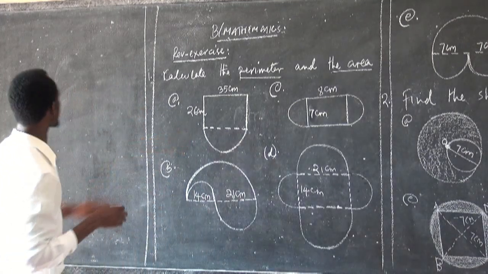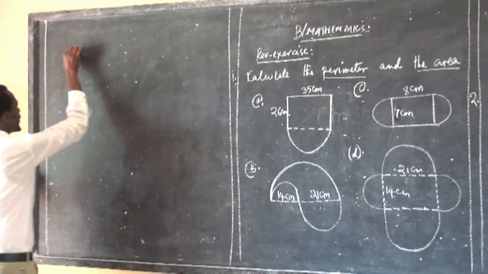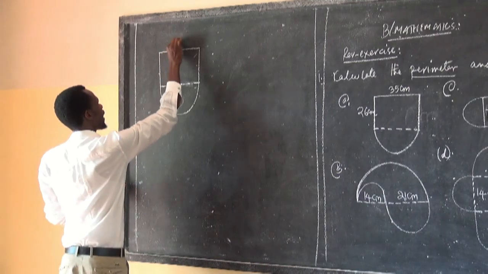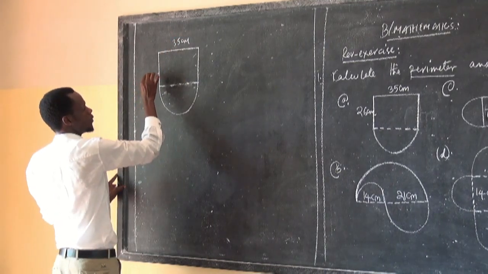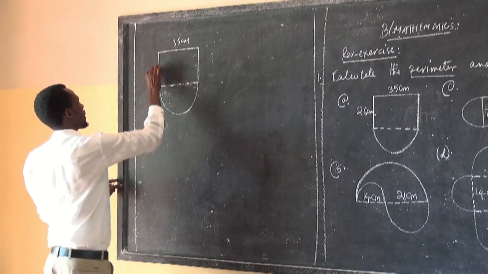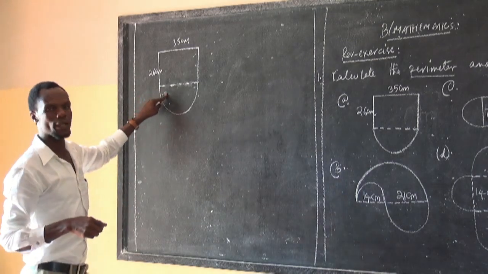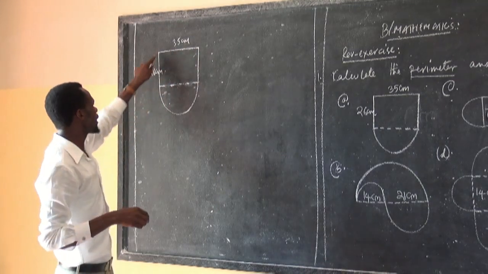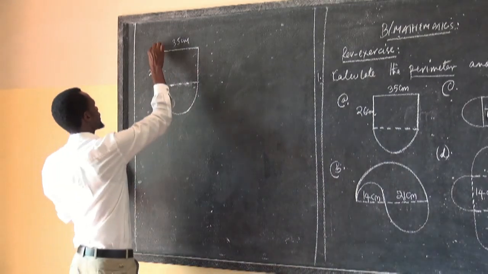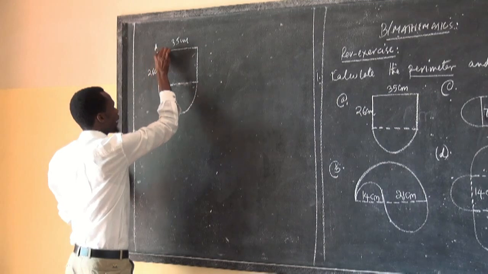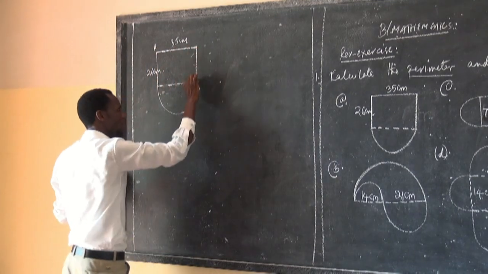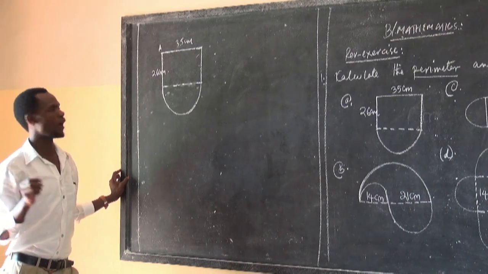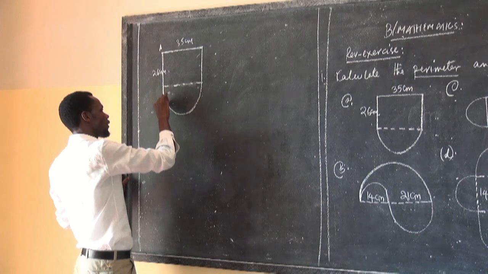Now let us start with question number 1A. This is what you've been given. This is the shape. Here you have 35 centimeters, and here you have 26 centimeters. Talking about the perimeter of this one, perimeter is all about moving around the shape. If this is point A, and I start moving along these lines, then here, then here, then here. So that is the perimeter.